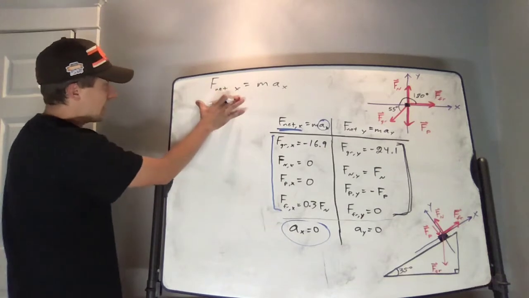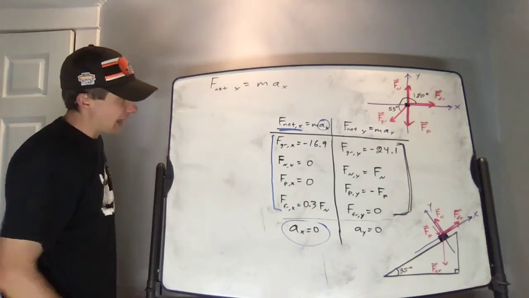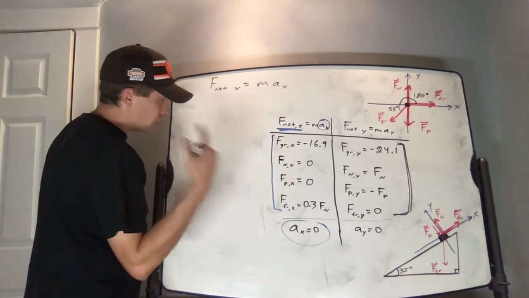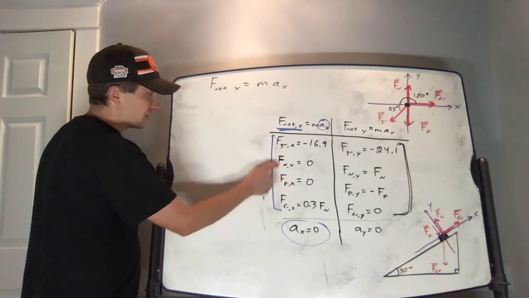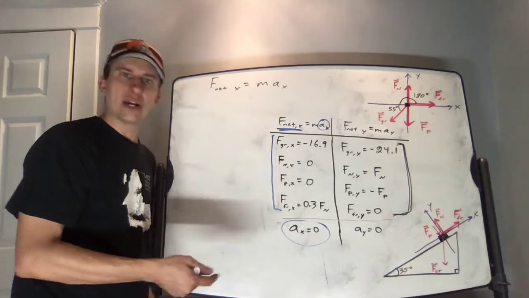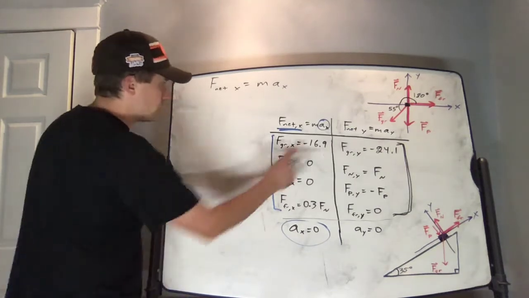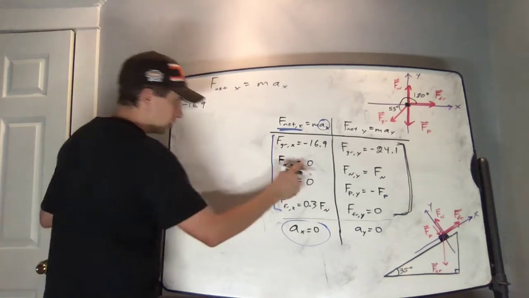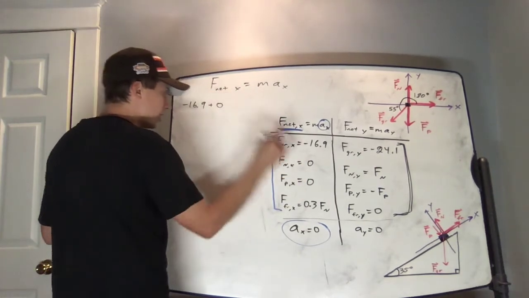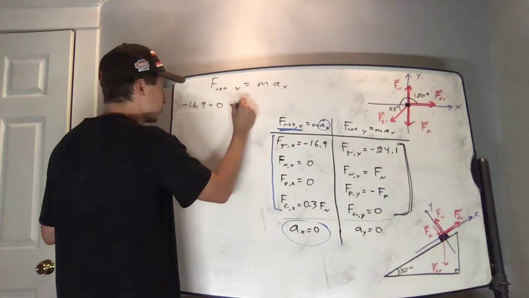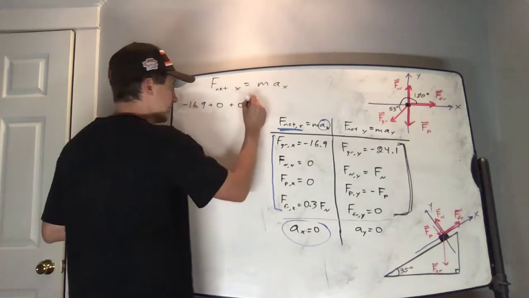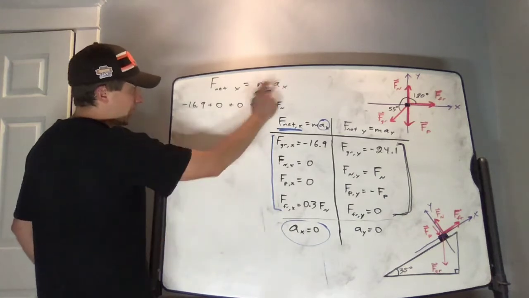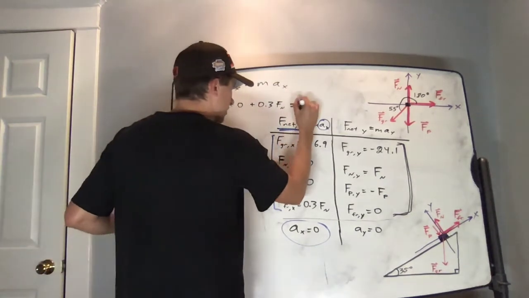So on the right side of Newton's second law, F net x, I have four forces in the x direction. Because of the choice of coordinate system we decided to go with, two of these forces in the x direction are going to be equal to 0, and that makes my math really easy to do. So force of gravity in the x direction is negative 16.9. The normal force in the x direction is 0. The push in the x direction is 0. Friction in the x direction is 0.3 Fn. And that equals mass times acceleration. The mass of the crate is 3 kilograms.